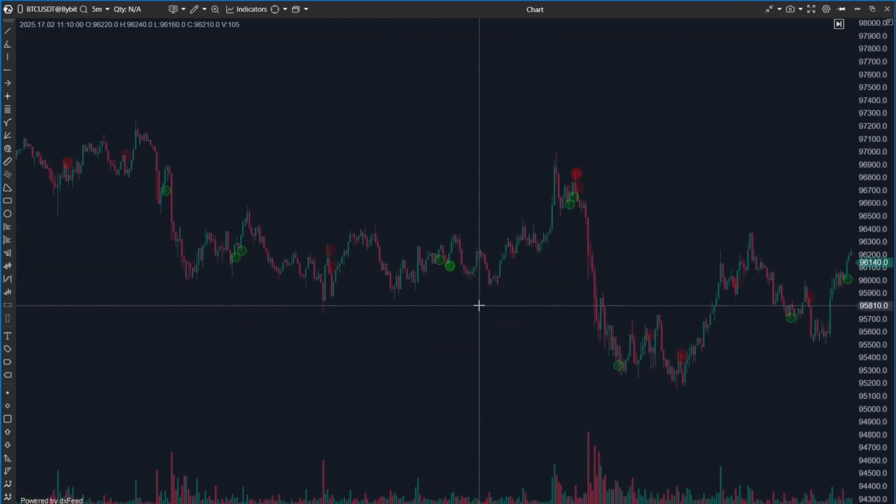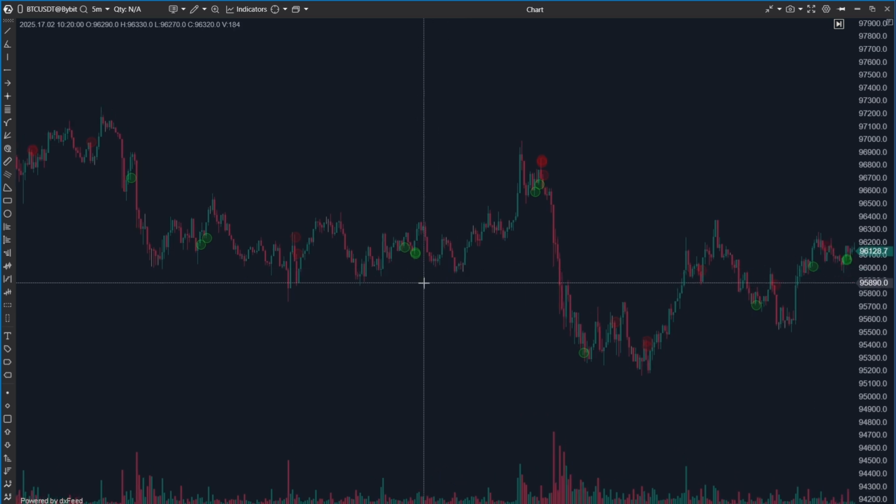Now the second indicator that I mentioned was whale orders, and this is quite a good indicator too. What it does is it identifies and detects big market orders on whatever chart you're on. It can basically show you where institutional activity is going on, right?